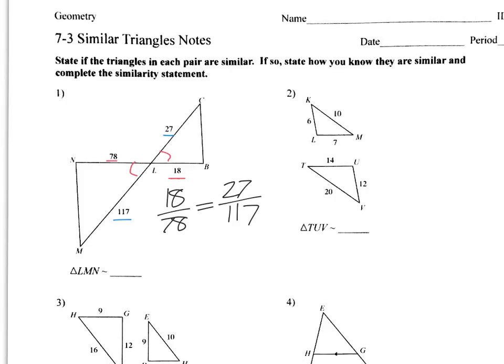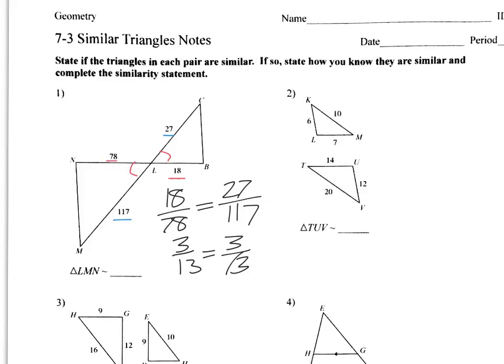Now remember, we said you could do this by either cross multiplying and seeing if they're equal, or doing math frac and seeing if you get the same ratio. So that's what I'm going to do. On the calculator, 18 divided by 78 math frac, and I get 3 over 13. And then 27 over 117 math frac, and I get 3 over 13. So these are similar.